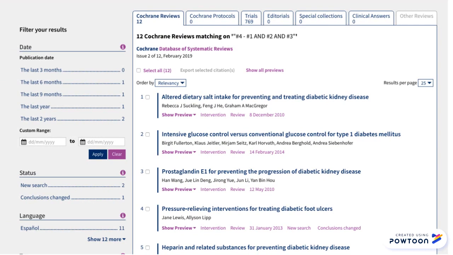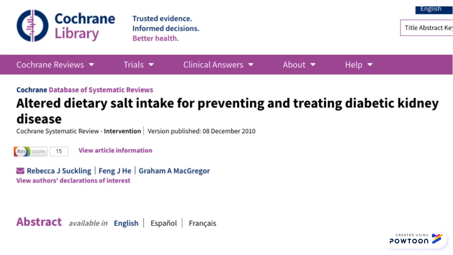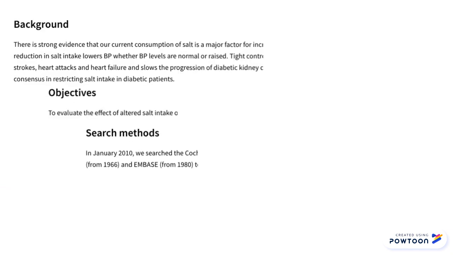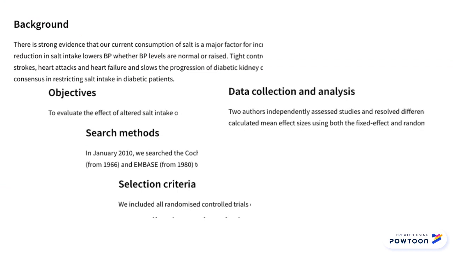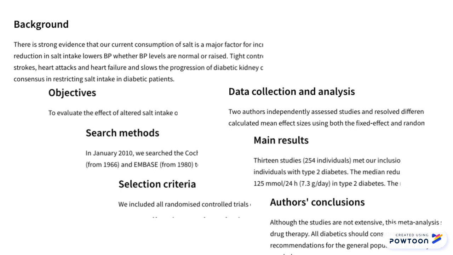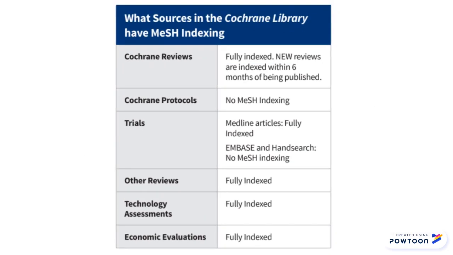You can also refine your search using your options on the left column. And if you click on one of the Cochrane systematic reviews, this is what you would see. Each systematic review has a background, objectives, search methods, selection criteria, data collection and analysis, main results, and the author's conclusions. Remember that not all sources in the Cochrane Library have a MeSH indexing, but all systematic reviews do.